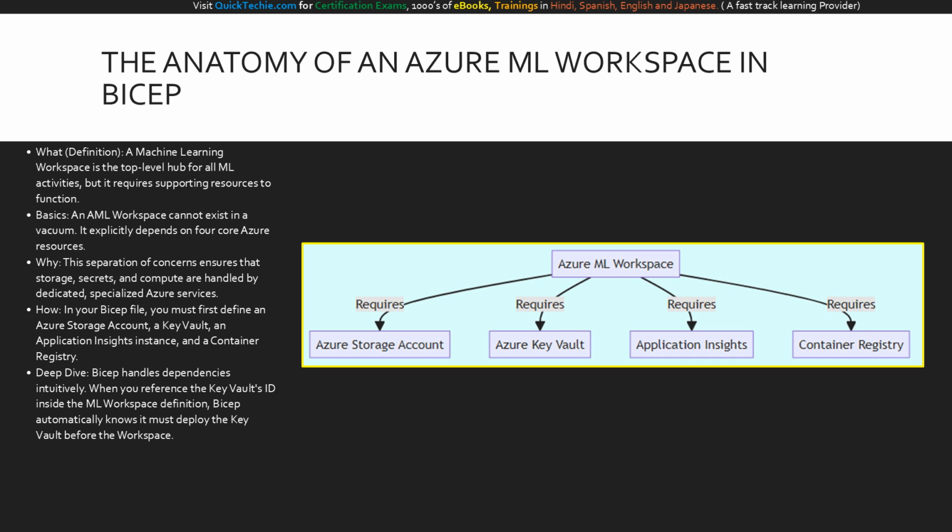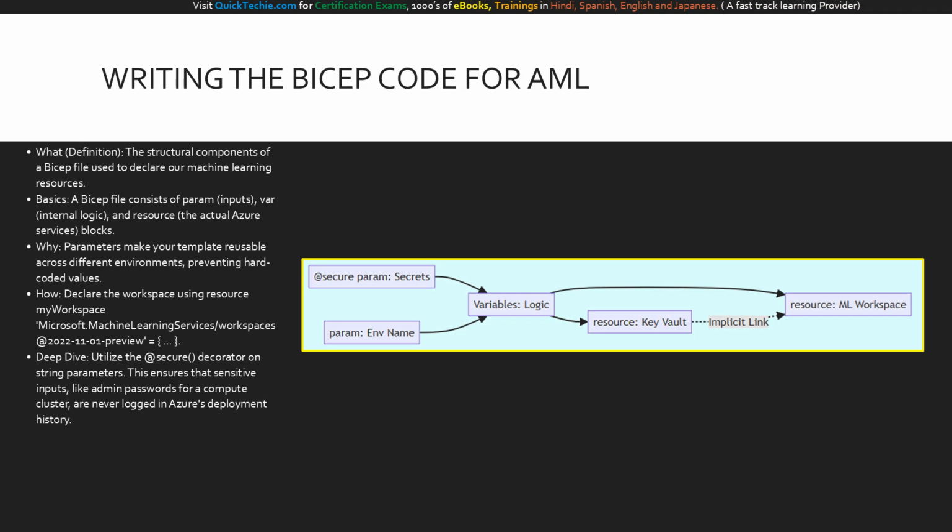Look at the core architecture mapped out here. At the top is our primary goal, the Azure ML workspace. But observe the arrows pointing downward. The workspace fundamentally requires the storage account for data, Key Vault for security, application insights for observability, and container registry for environments. In our Bicep code, we will provision the 4 bottom resources first, so the workspace has everything it needs to successfully instantiate. Let's break down the actual code structure.